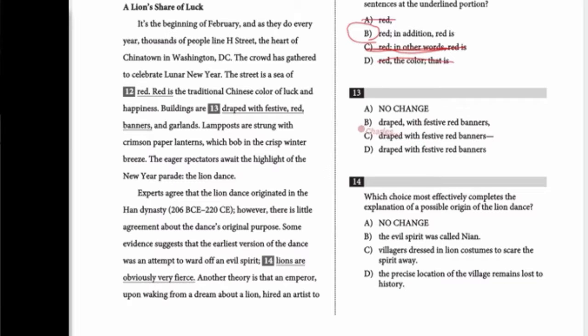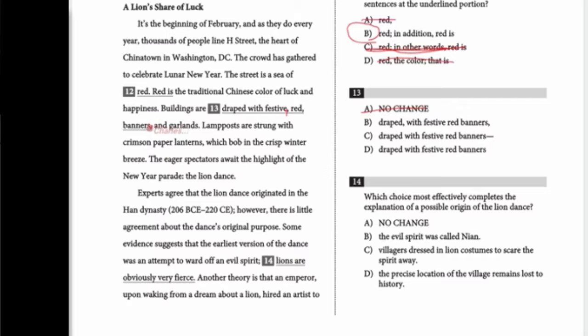13, buildings are draped with festive, red banners, and garlands. Okay, this is not a list of 3 or more elements as it's indicated, so A is wrong. There has to be a change. Festive and red are both adjectives for banners, and they're not equal adjectives, so there should be no comma between them. I can't say festive and red or red festive.